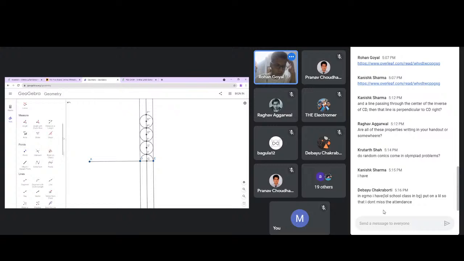Let me just do one thing. About point A, this I'll do there. Oh, not rotate, reflect.